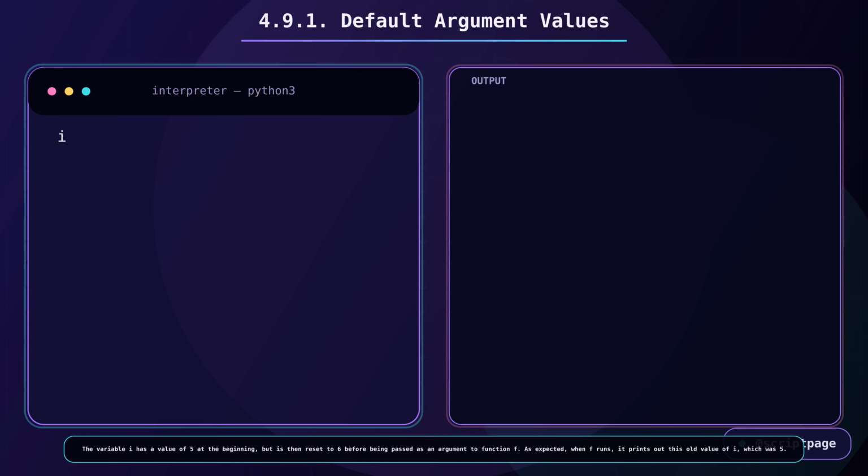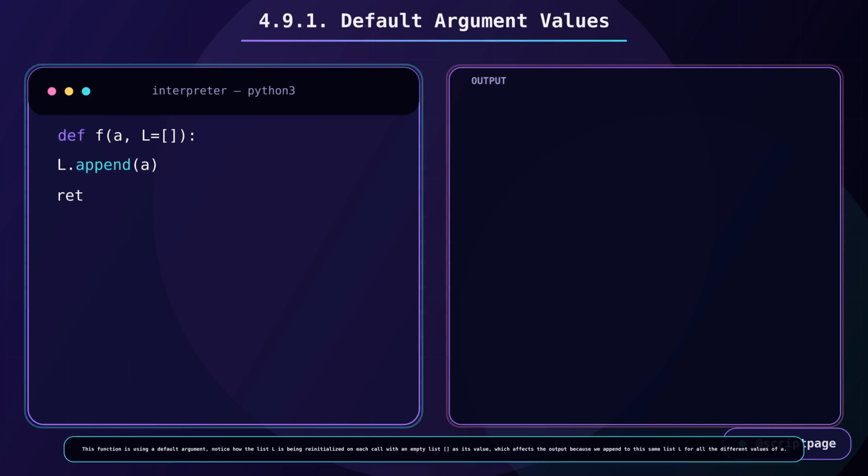The variable I has a value of 5 at the beginning, but is then reset to 6 before being passed as an argument to function f. As expected, when f runs, it prints out this old value of I, which was 5.